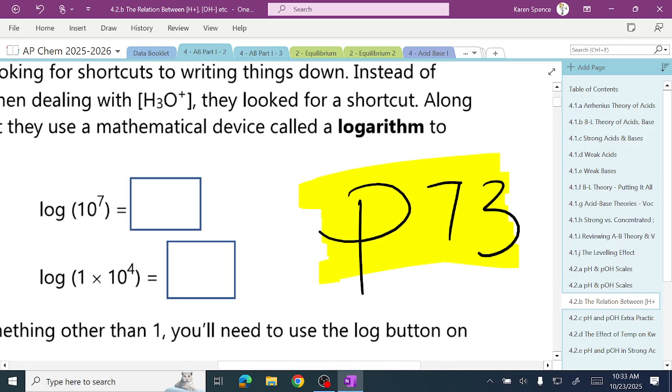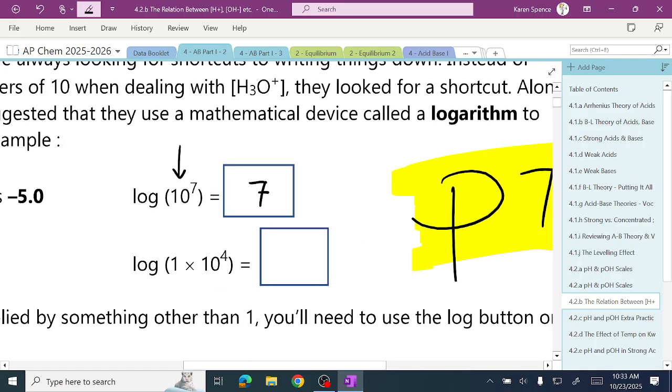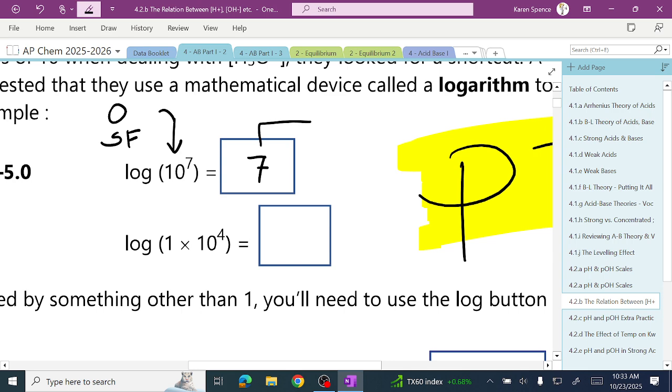If we have the log of 10 to the 7, what is the answer to that? 7. Okay. Now, quick question. How many sig figs here? 0 sig figs. Did we do this yesterday? Yes. Okay. So how many sig figs here? 0 sig figs. Excellent. Okay. What if we have the log of 1 times 10 to the 4? What is the answer? 4.0.